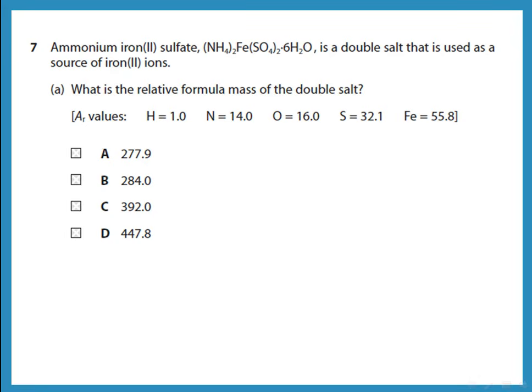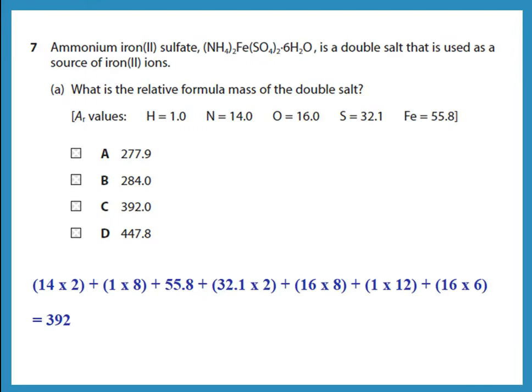Okay, question 7 says he has a compound called ammonium iron(II) sulfate, and it is used as a source of iron(II). What is the relative formula mass of this salt? You know that the relative formula mass is the same as molecular mass, is the same as mass of 1 mole. All of them are the same. You just add up the atomic masses of all the atoms.